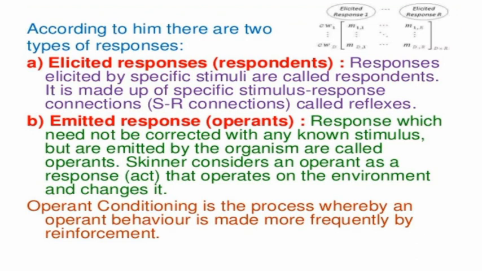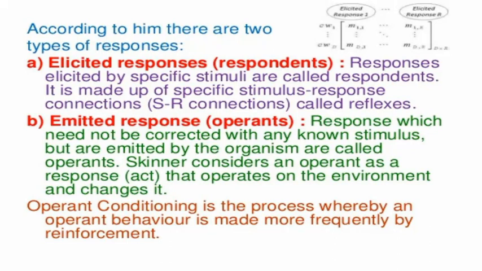According to him, there are two types of responses: elicited responses and emitted responses. Responses elicited by specific stimuli are called respondents. They are made by a specific stimulus-response connection, that is the S-R connection, called reflexes.